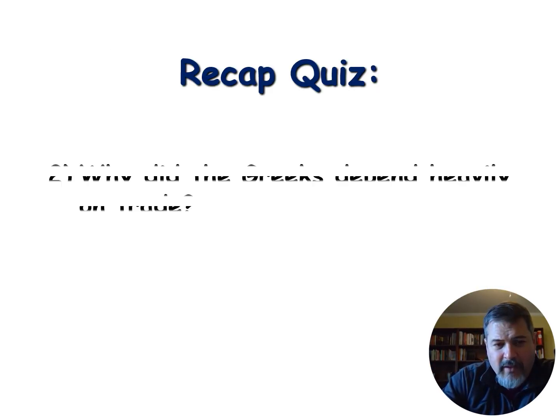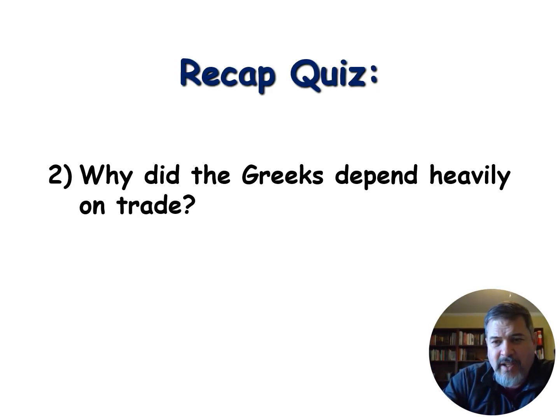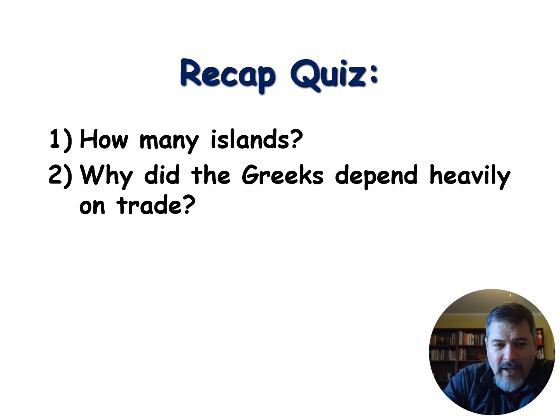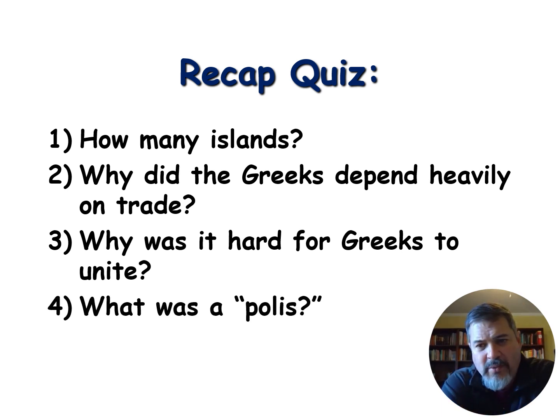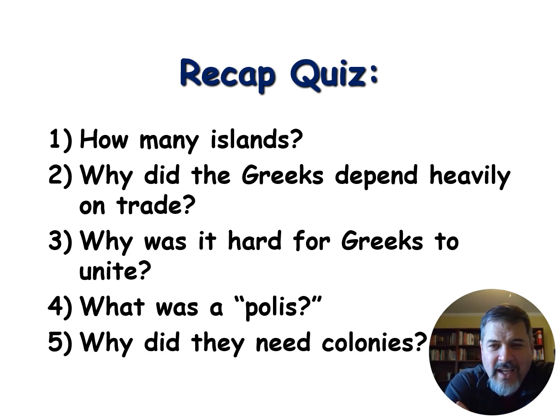So, recapping. Why did the Greeks depend heavily on trade? How many islands did they have? Why was trade hard for the Greeks? Why was it hard for the Greeks to unite? And what was a polis? So I'll give you about a minute or so to go ahead and answer those questions. Oh, here's another one. Why did they need colonies?